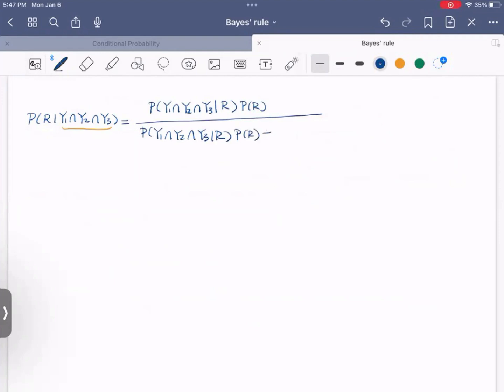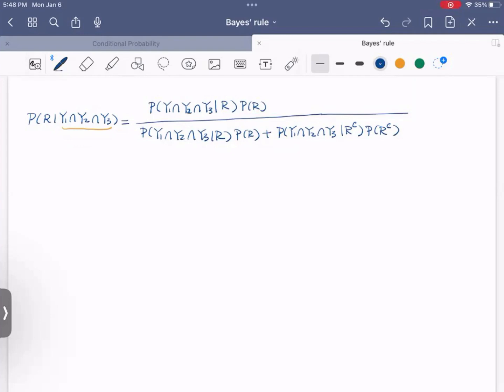So the first term is the same as the numerator, and the second term is, again, the same event, Y1 intersect Y2 intersect Y3, and then the condition changed from R to R complement. So it's not raining in Seattle. So this is the Bayes rule. Now we need to calculate the probability of Y1, Y2, Y3 given R and Y1, Y2, Y3 given R complement.